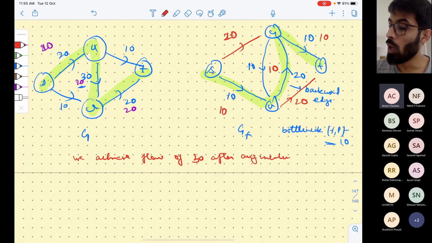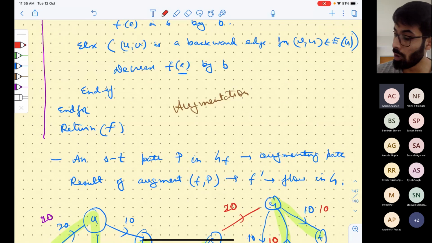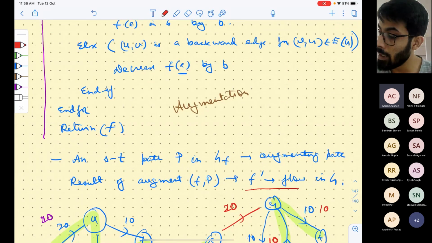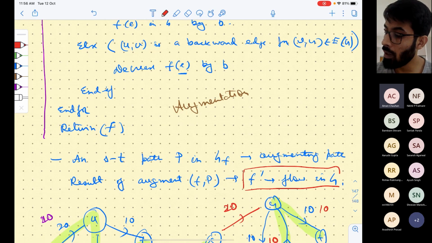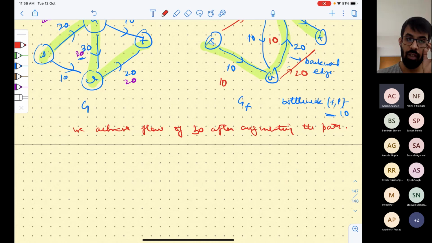So this is what we'll do actually. We'll keep finding the path in the residual graphs and we'll keep augmenting those paths to get to the maximum flow. And then we'll show the correctness and then we'll see how this works. We'll first show why this flow that we get, F prime, is a flow in G. And then how can we use this to keep doing this to get to the maximum flow, right? So that is what we'll discuss in the next lecture.